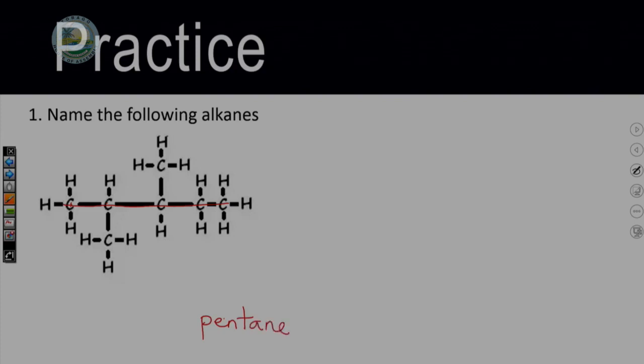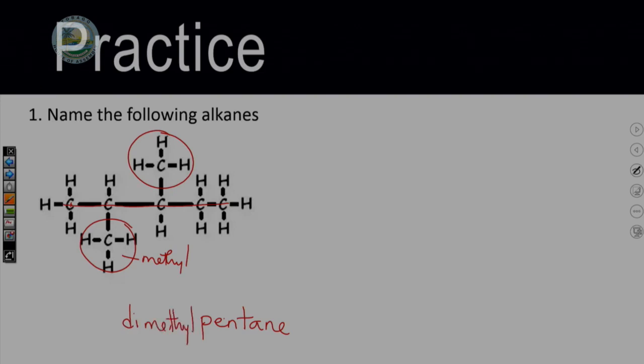What are my branches? I have one here and a next one here. So this is called pentane. The long chain is pentane, and these here are methyl groups. So what happens in this case? We have two of them, and since we have two of them, we have to say dimethyl.